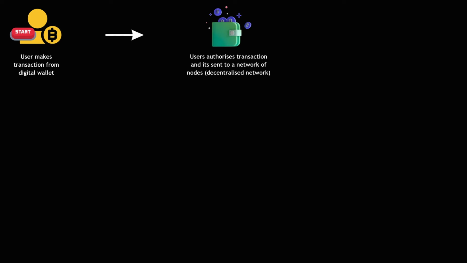Step 2. The transaction is broadcast. So once the user authorizes the transaction, it gets sent to a decentralized network. This network is made up of nodes, which are computers or servers distributed globally. These nodes are responsible for verifying and validating the transaction.